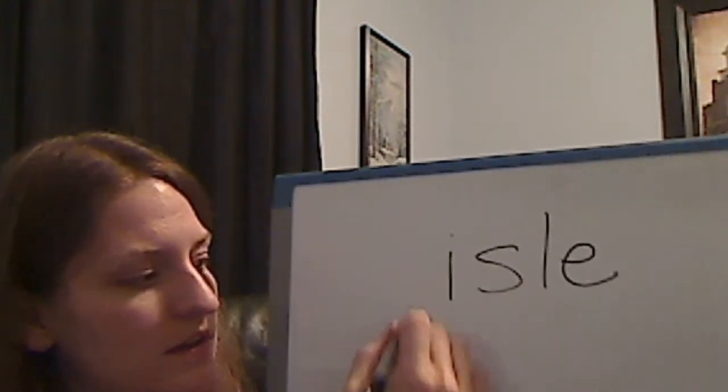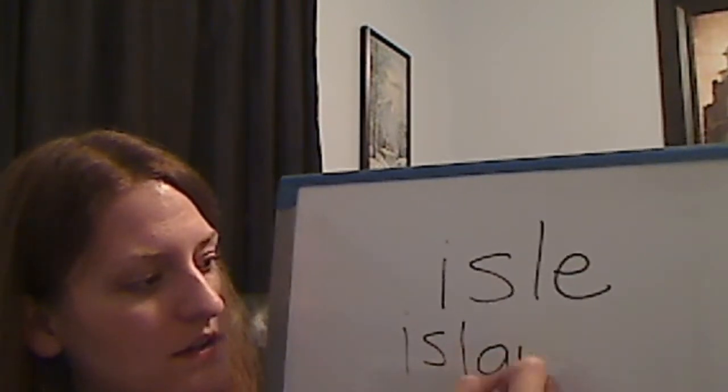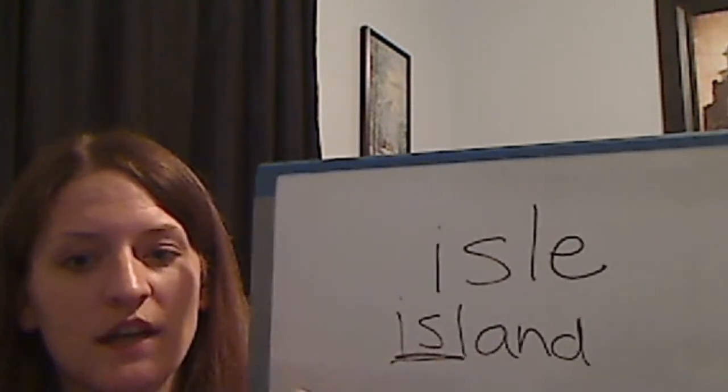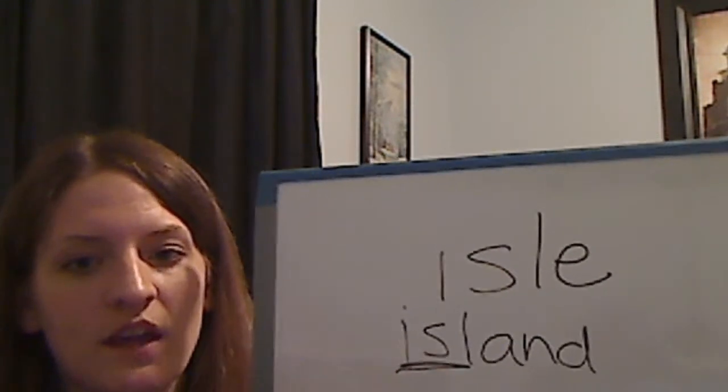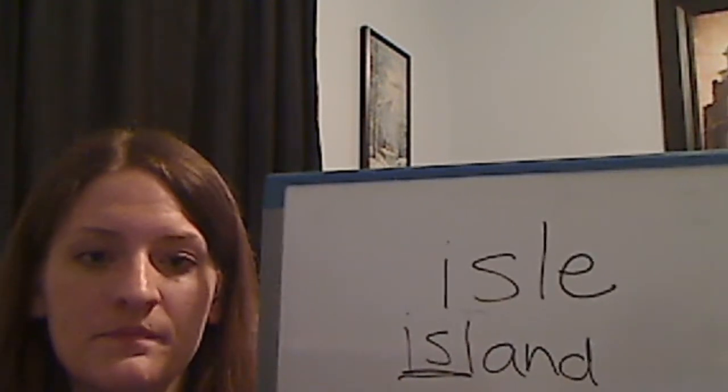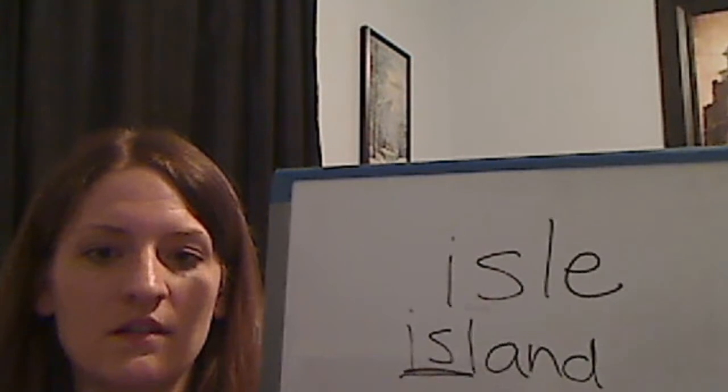Now remember I taught you that I like to think of the word island when I think of this aisle because the first three letters are exactly the same as island. And that's what helps me remember that this aisle means an island. All right, go ahead and erase. Your next spelling danger, accumulate. During the fall, leaves from our trees accumulate in the yard. Accumulate.